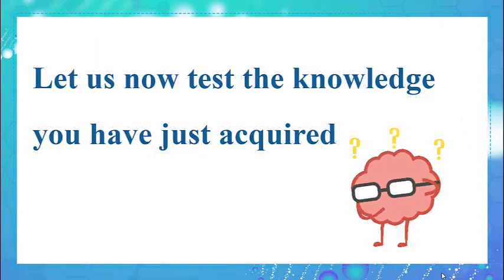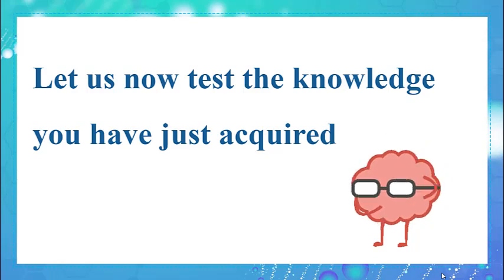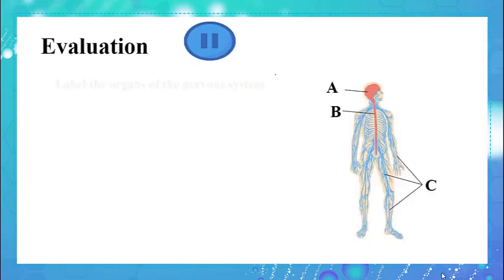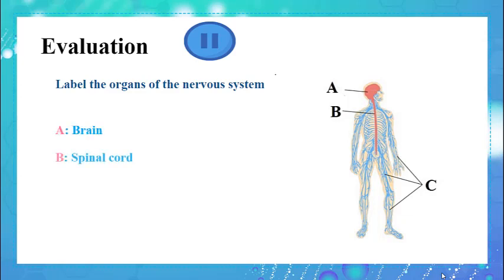Let us now test the knowledge you have just acquired. Label the organs of the nervous system. Pause the video, please, and think of it. Now let's correct. A refers to the brain, B to the spinal cord, and C to the nerves.